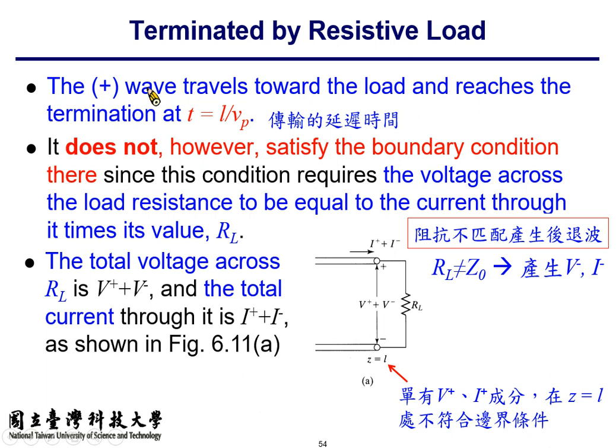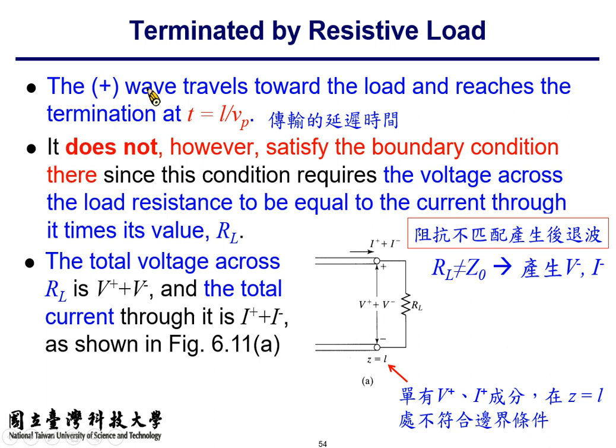Then the positive going signal, V plus and I plus, will propagate along the transmission line, and you will reach the right-hand side with a certain propagation delay. What is the propagation delay? That will be the length of the transmission line, L, divided by the velocity of propagation, Vp. So the time delay T, the lowercase t, equals L divided by Vp.